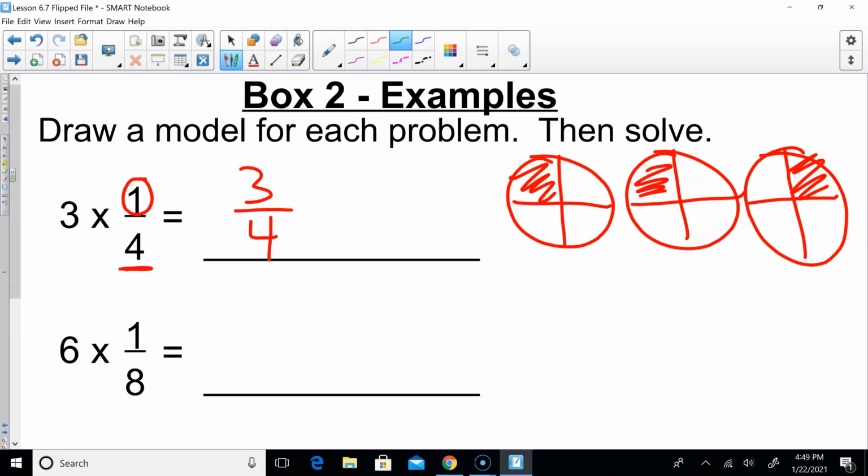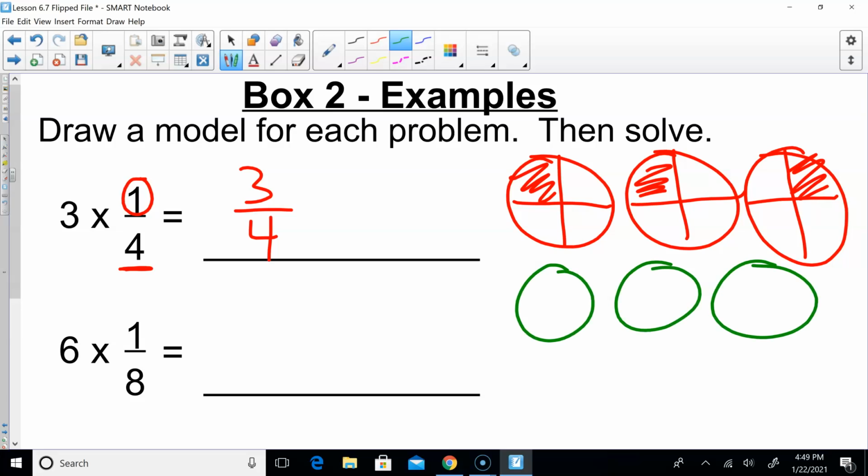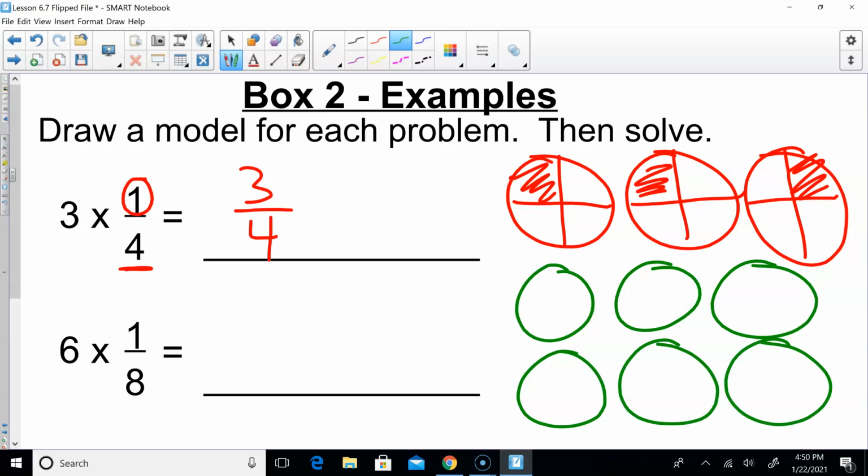So we'll do the same thing with another one, how to draw a model. The big thing is what the multiplier is, the 6. That tells me how many wholes I have. So I was going to make some more pizzas. I always think of pizzas. I draw circles, I get hungry. Maybe because it's dinner time and I'm hungry, but maybe that's it. And then how many pieces do I cut them each into? I look at my denominator, it tells me 8. So I'm going to cut these into 8s.